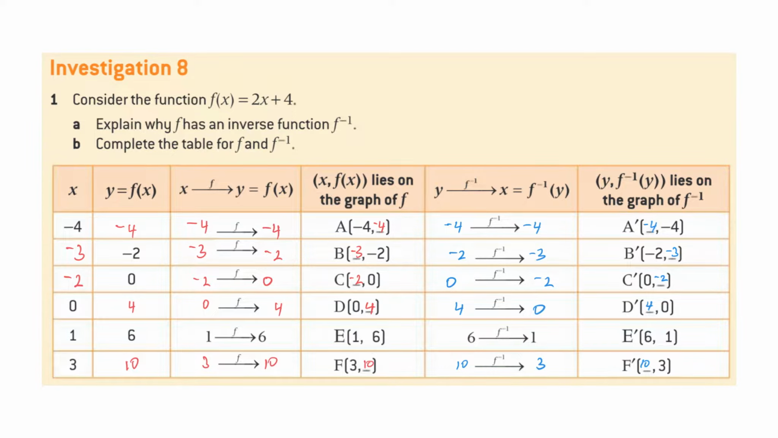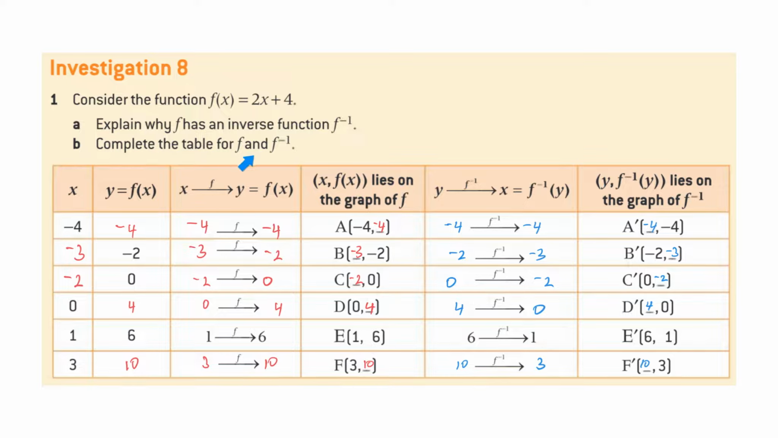What is an inverse function investigation? 1. Consider the function 2x plus 4. A. Explain why the function has an inverse function. Well, it has an inverse function because it's a straight line and it's not a vertical line and it's not a horizontal line. It's a one-to-one function.